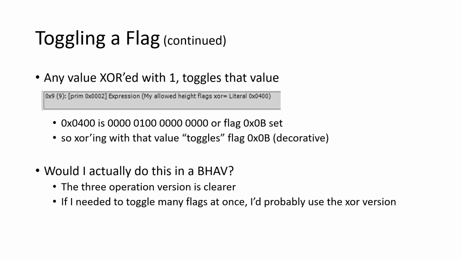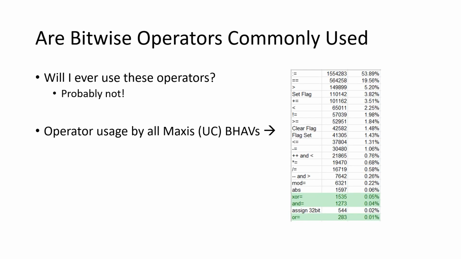I would stick with the 6 or 7 lines in the init bhav that said set this flag, clear this flag, end table, set low table, set coffee table, clear shelf, clear on the ground. I think that would be easier to read and come back to. So, will you ever use these operators? Flags, yes. Bitwise operators, probably not.